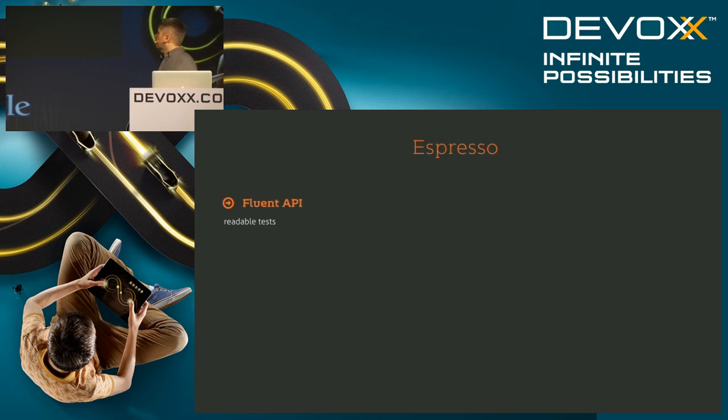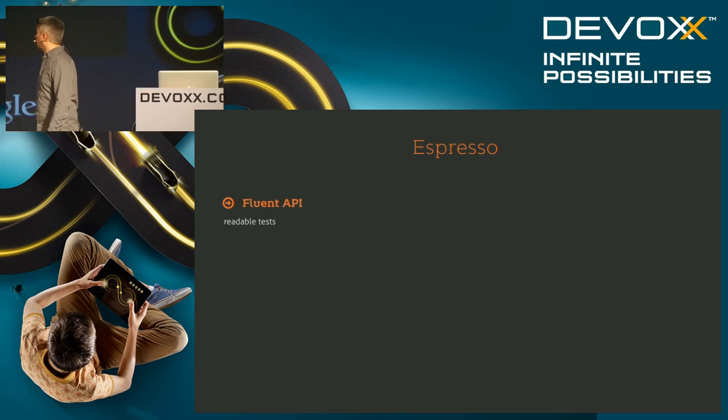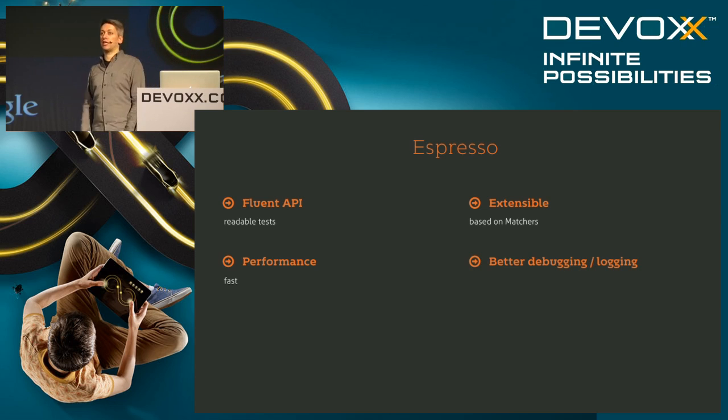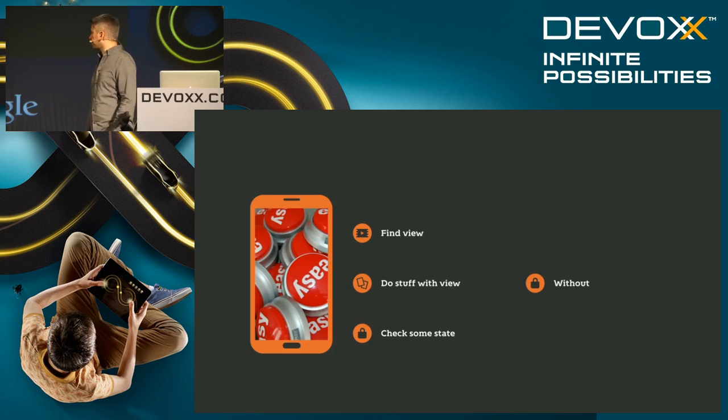Now, one of the characteristics of Espresso is that it has a fluent API, so it will really help you in writing nice tests. The good thing is it's extensible, and it's extensible because it's based on Hamcrest matchers. So that's why I did a detour. It's also quite fast to have your tests running, and it has very nice debugging and especially logs when something is going wrong. So it's very useful to have.